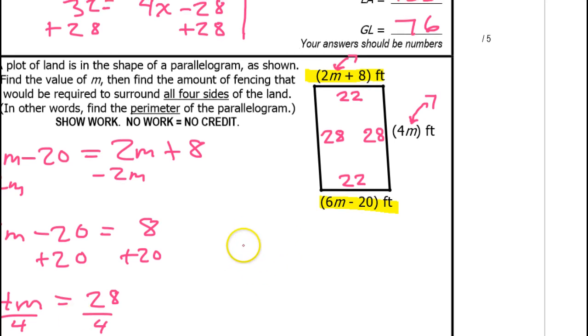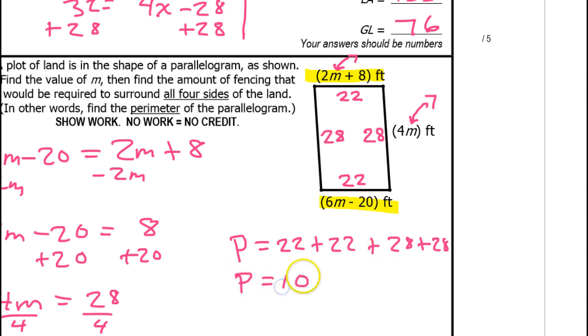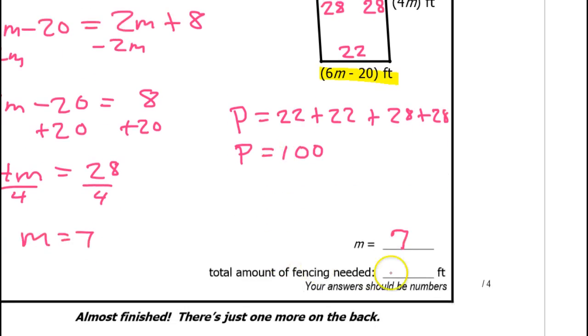Okay, so then that means that the perimeter will be the sum of all 4 of these. So we should be doing 22 plus 22 plus 28 plus 28. But that's going to be, let's see, 22 plus 28 is 50. So this should be 100. So the perimeter should be 100.